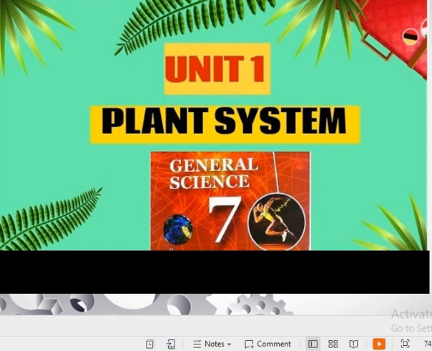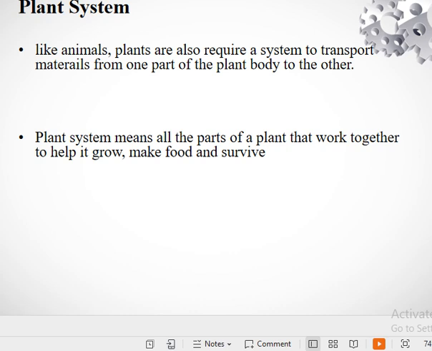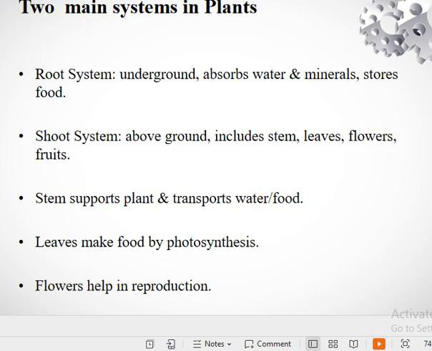Today we start Unit 1, that is the plant system, of class 7th. Students, first of all we discuss the plant system. Like animals, plants also require a system to transport material from one part of the plant body to another. Plant system means all parts of a plant that work together to help it grow, make food and survive.